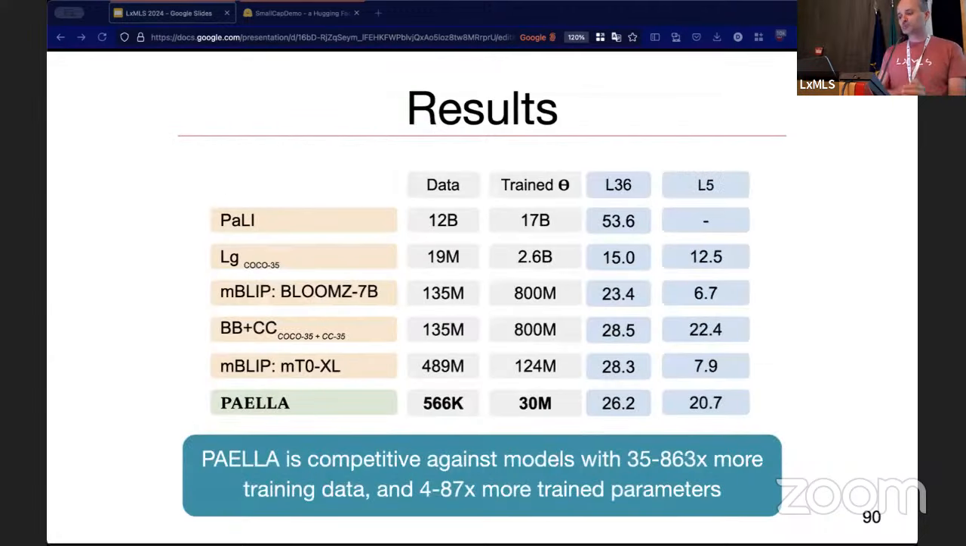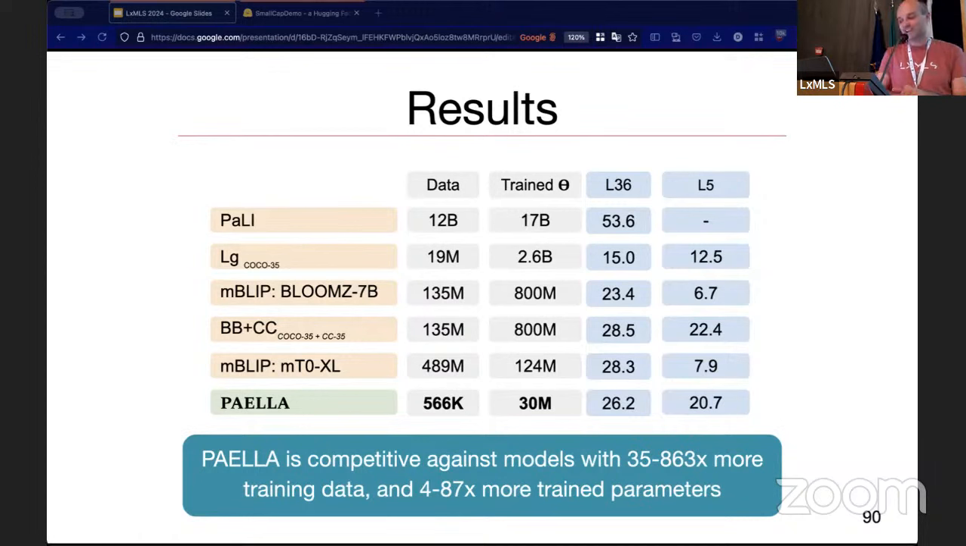So how does the model perform? We're quite happy. I've ordered these by the number of learned parameters, which is the third column. We have PaLI at the top, which has 17 billion learned parameters and is trained on 12 billion image sentence pairs. And it gets the best performance across all 36 languages.